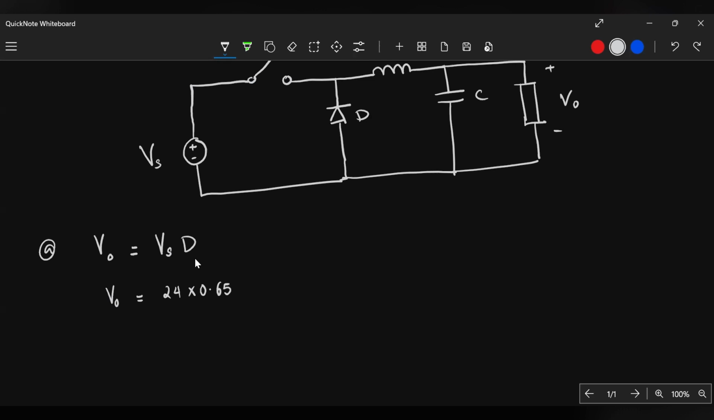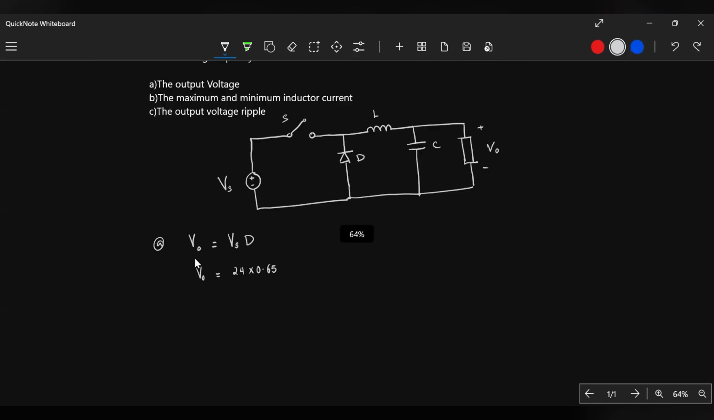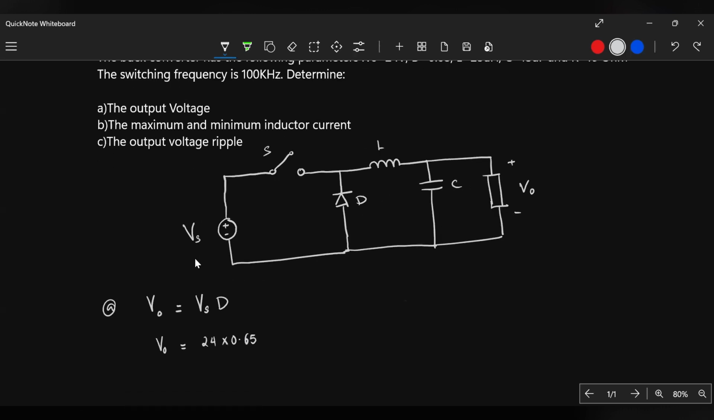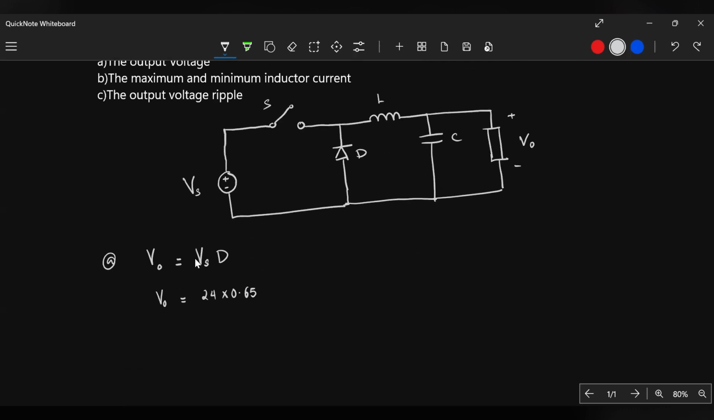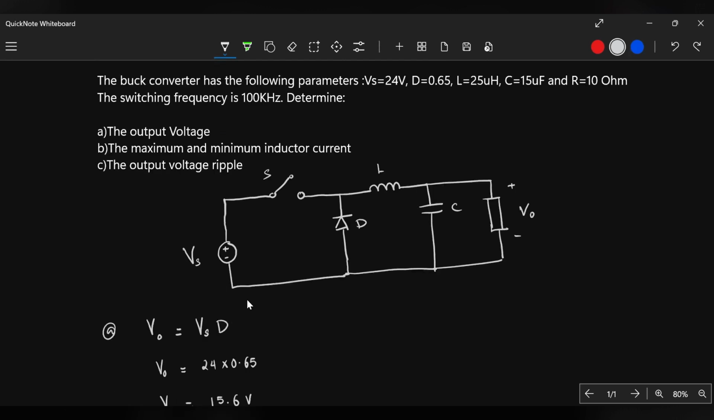Okay, so for my calculations here, I'm getting the output voltage to be equal to 15.6 volts. So I have 15.6 volts as my output voltage, so VO equals 15.6 volts. And then part B, we need to find the maximum and minimum inductor current.